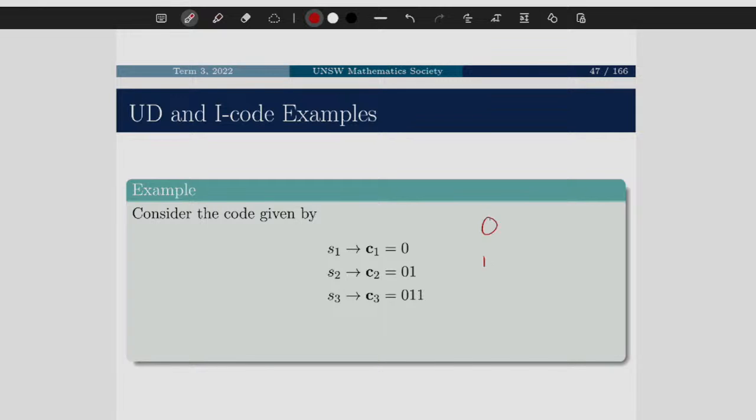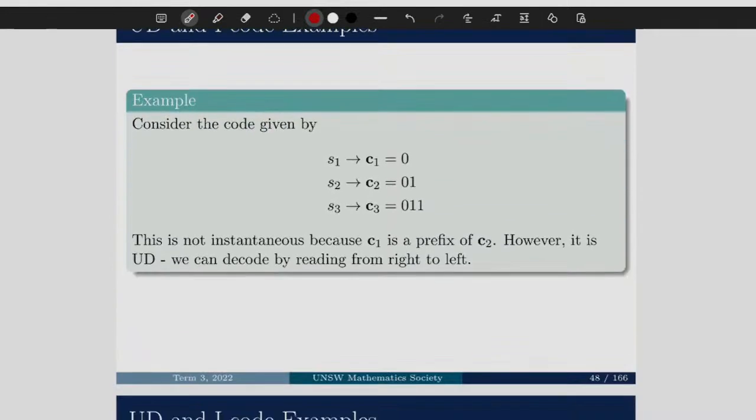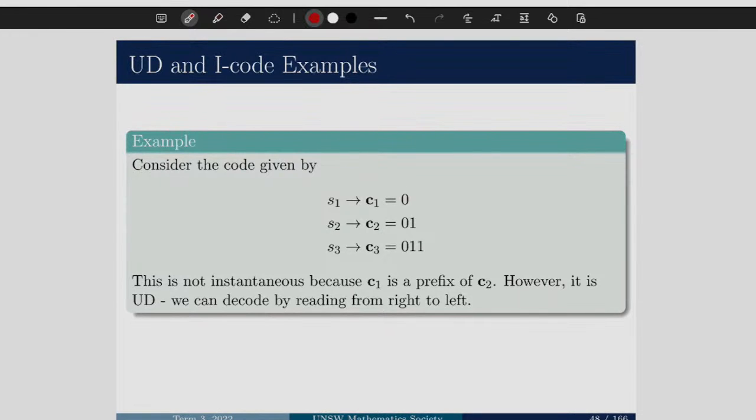For example, if I read right to left, you would see this, and this is very reminiscent of our standard comma code, and hence uniquely decodable. So if I were to decode using this code, I just read right to left, which I think is written over here as well. So it's not instantaneous, but it is uniquely decodable. So, next slide.